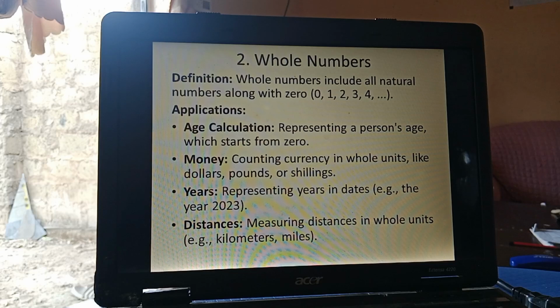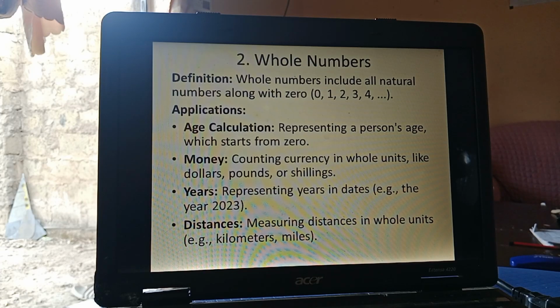Whole numbers. So we added the natural numbers. We come to whole numbers. Whole numbers include all natural numbers along with zero. So when you include now zero, you talk about whole numbers. When you start from 1, those are natural numbers. But when you include zero, they are called whole numbers. What are they used for?